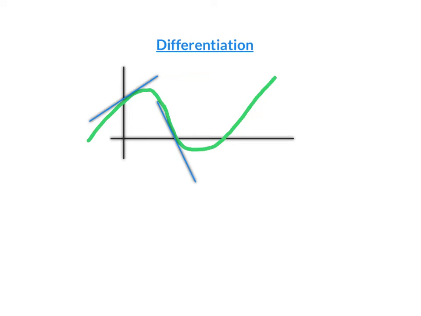Another way to describe the derivative is the rate of change. So what we are calculating here is how quickly the curve changes. We've worked out how to make an expression for that gradient, that rate of change.